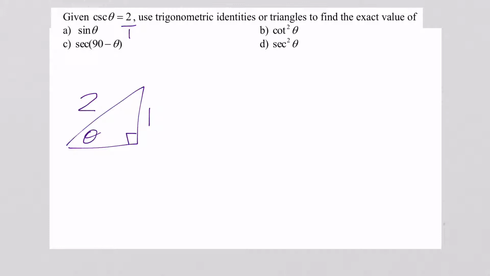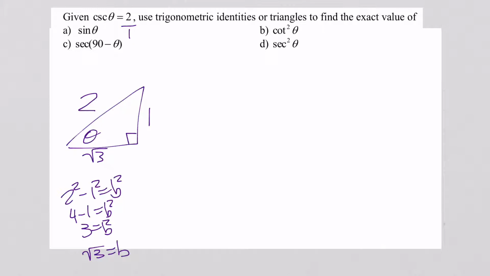So we get 2, and we get 1, and we get 2 squared minus 1 squared equals b squared, which means 4 minus 1 equals b squared, which means 3 equals b squared, which means the square root of 3 equals b. Hey, 1, root 3, and 2. Do you recognize this triangle yet?